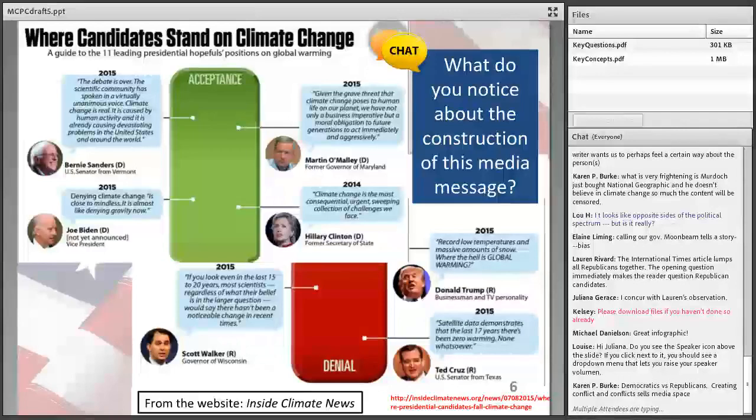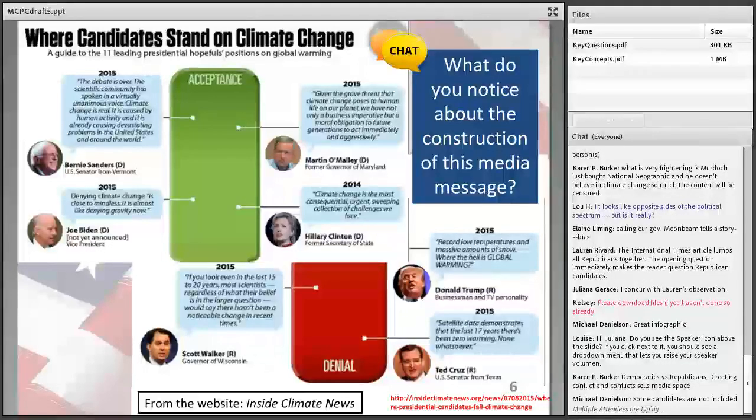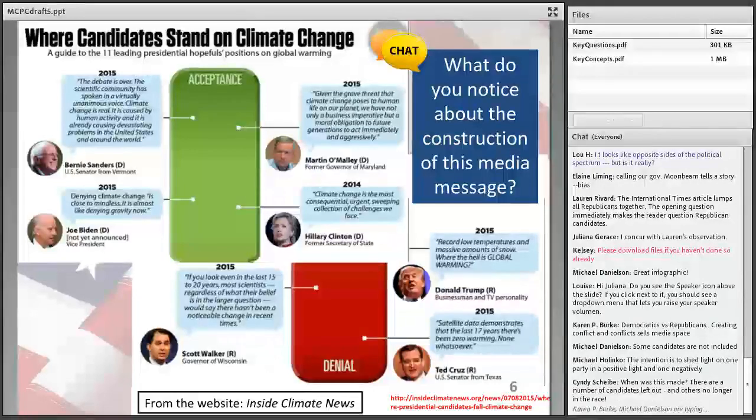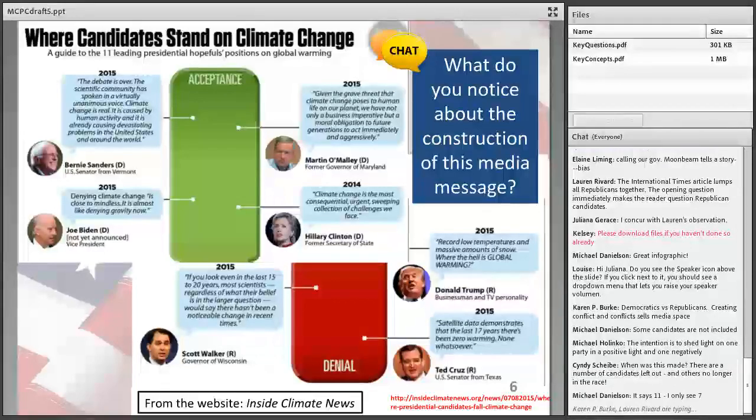Karen's, of course, making the point that conflict sells. And here you have the green team and the red team selling conflict around climate change. And Michael's right, of course, not all candidates are included. So the construction was, who are we going to put on this limited space and why? Michael also talking now about purpose, which is one of the key things that we'll be focusing on. Not only is there construction, but there's also construction with a purpose behind. The intention to shed light on one party in a positive light and one negatively.